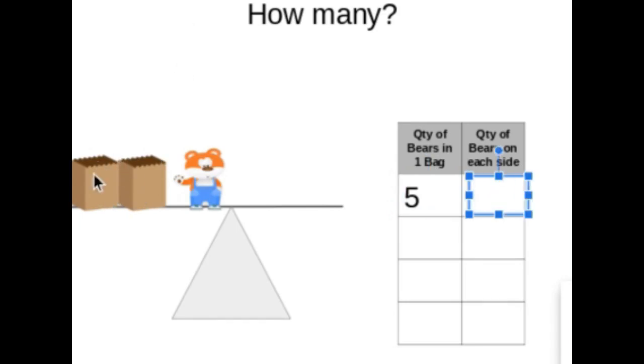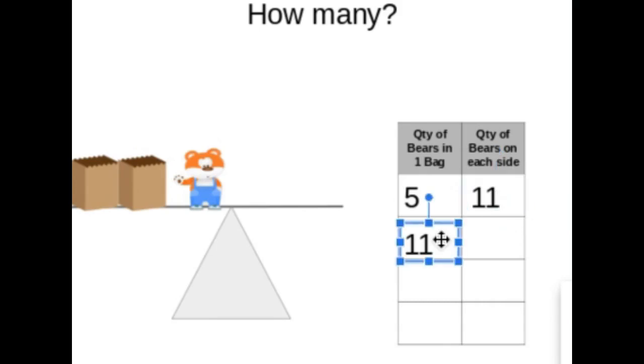5 bears in a bag. What is the quantity of bears on each side? Remember that we now have a bear on the outside and the scale still needs to balance, so the quantity of bears has to be the same. So you're right, it would be 11 bears, right? Because we've got 5 bears in this bag, 5 bears in this bag for a total of 10, plus 1 on the outside. So we've got 11 bears.